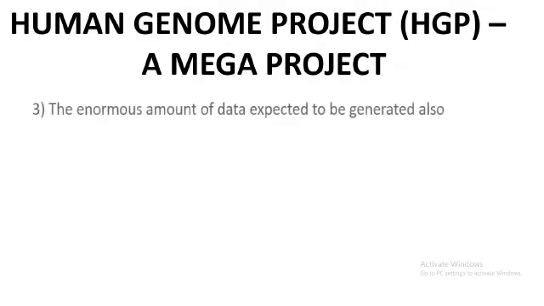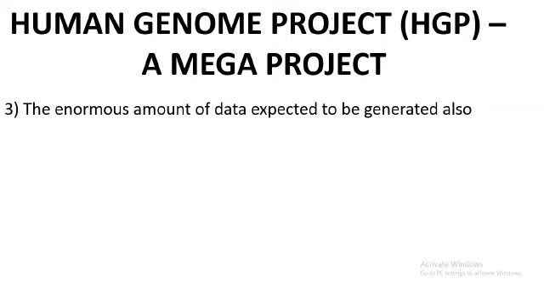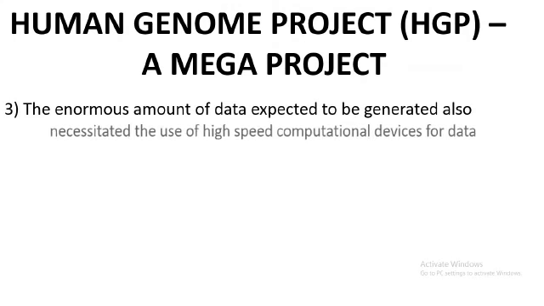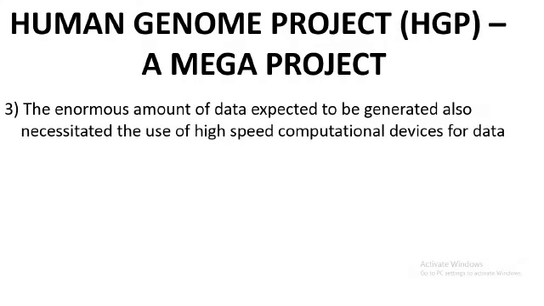The third important reason is the enormous amount of data expected to be generated also necessitated the use of high computational devices for data storage, retrieval, and analysis. That is, storing information in 3,300 books was not easy. Even if it is done, we want the information in a fraction of a second. Just when we click a button, the information should be available. So therefore, this project gave an additional work to IT people.